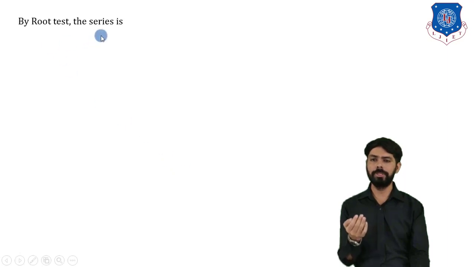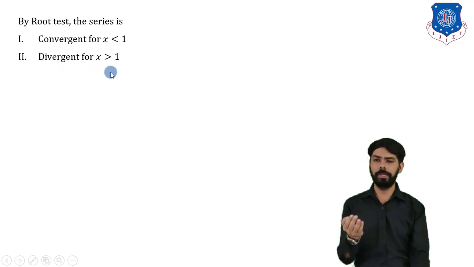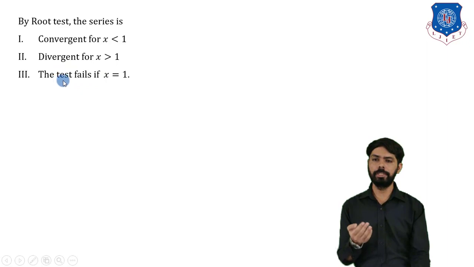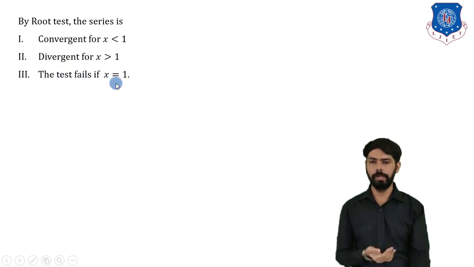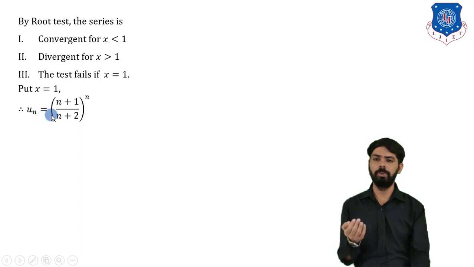Now by the root test, the series is convergent for x less than 1 and divergent for x greater than 1, and the test fails if x equal to 1. Therefore we will discuss x equal to 1, because for x equal to 1 the root test fails. So put x equal to 1 in un, then un is equal to (n plus 1 divided by n plus 2) whole raised to n.